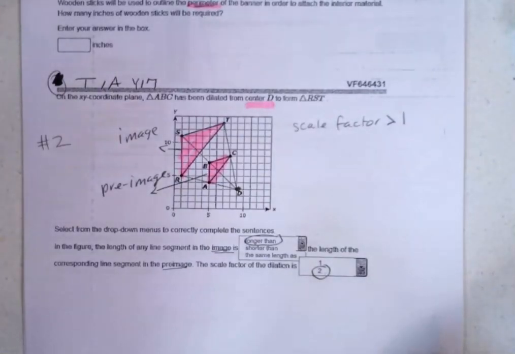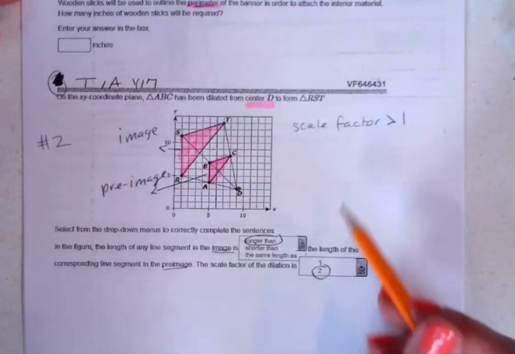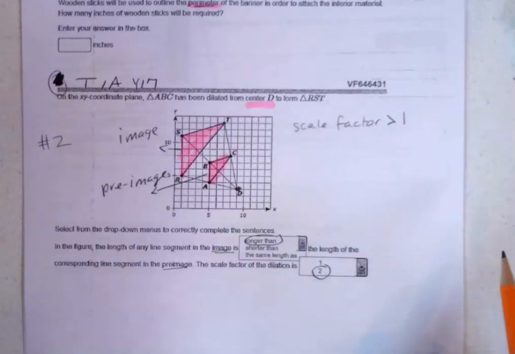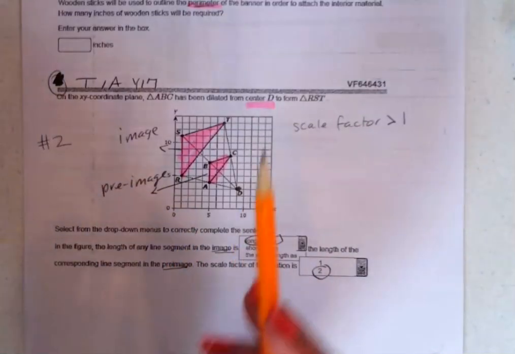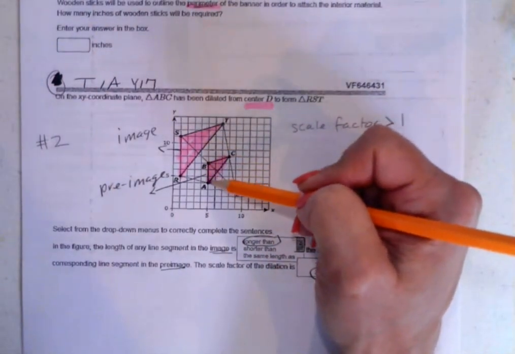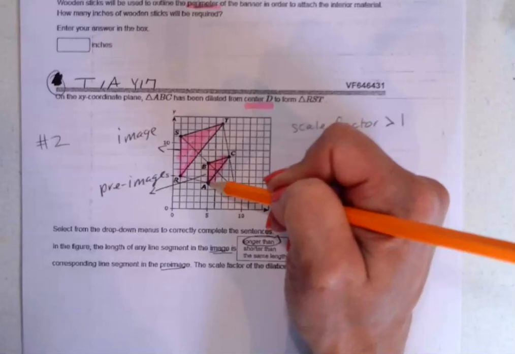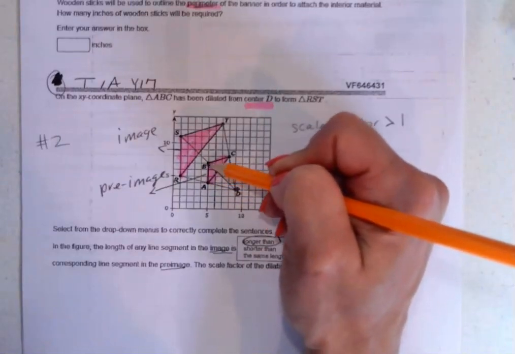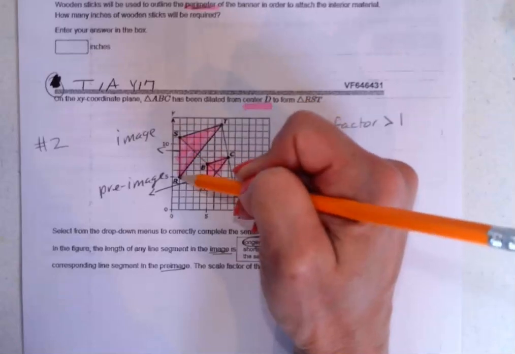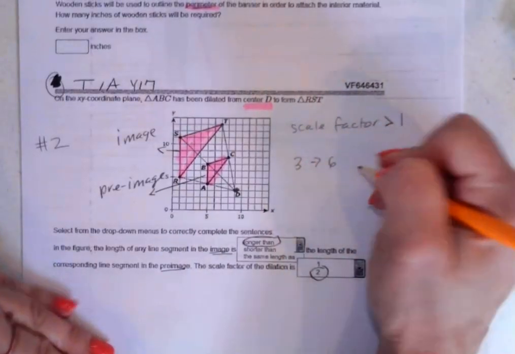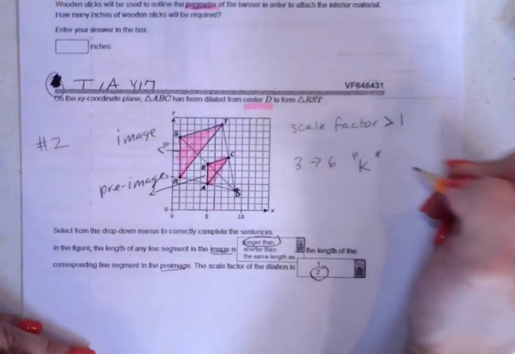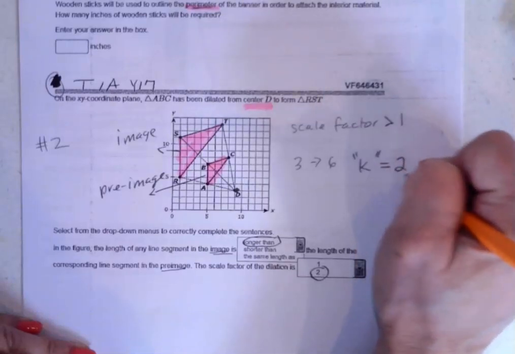Because in order to get a bigger image, you have to multiply by a number that is greater than 1. Now, actually on this graph, you can tell the scale factor by counting. Normally, we can look at this side here. There's 2 ways. This side from A to B is 1, 2, 3. And this side from R to S is 1, 2, 3, 4, 5, 6. So we went from 3 to 6. So our scale factor, which for some reason we use K, is equal to 2.